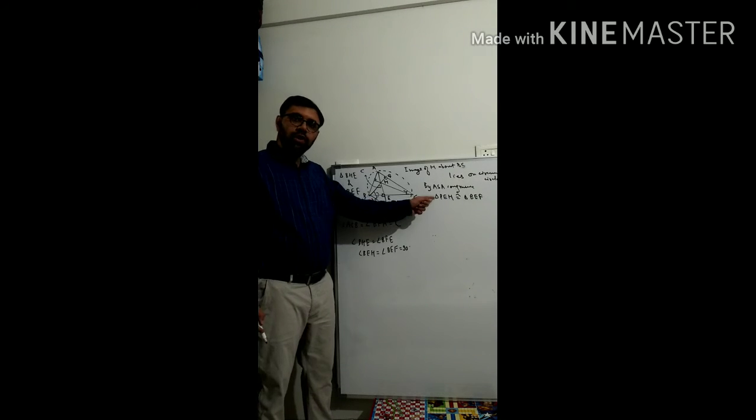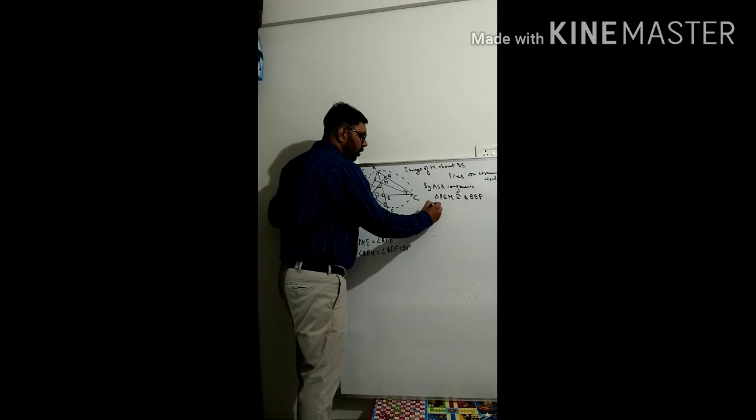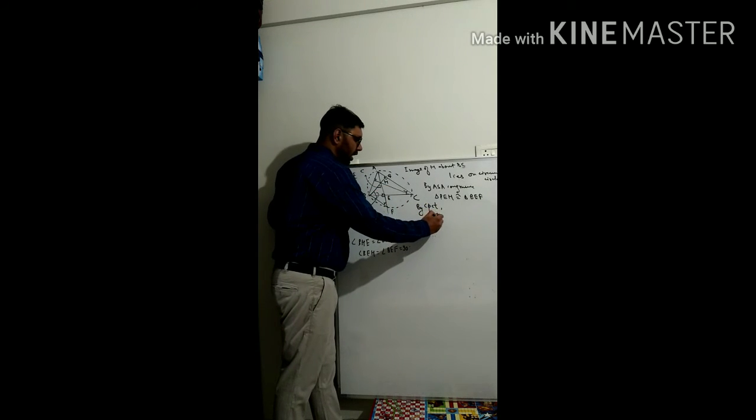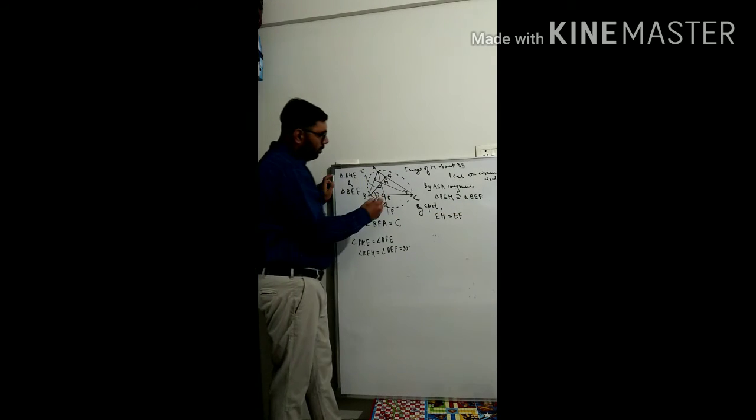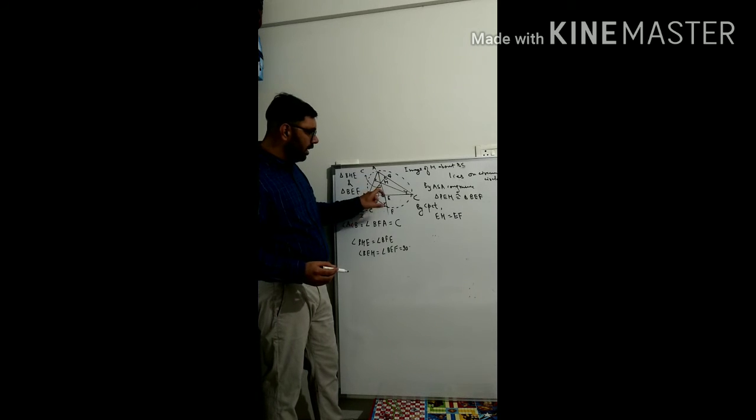So now once I have proved the congruence of these two triangles, I can say by CPCT, which means corresponding parts of congruent triangles, corresponding parts will be equal. So which means EH will be equal to EF. Corresponding parts of congruent triangles will be equal. So EH, this length will be equal to this length, EF.